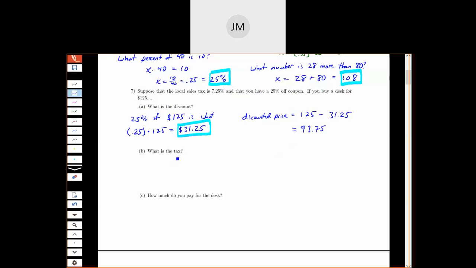Okay, so when we're charged tax on the discounted price, not the list price that we're not actually paying. Okay, so we want to take the tax, which is 7.25% of $93.75. So I change my percent to a decimal. Percent of means multiply. So we take 0.0725 times 93.75, and we get $6. And well, I'll write out the decimal that I get on my calculator.